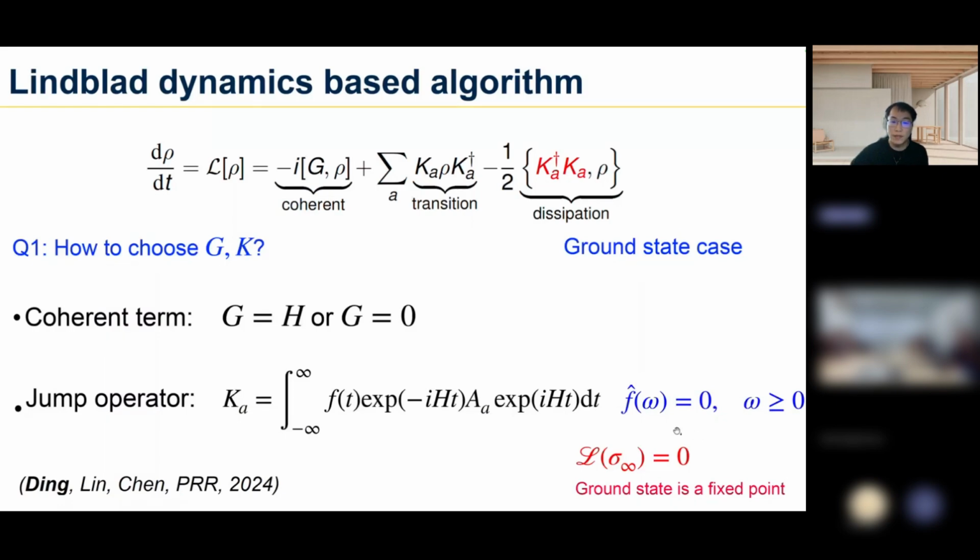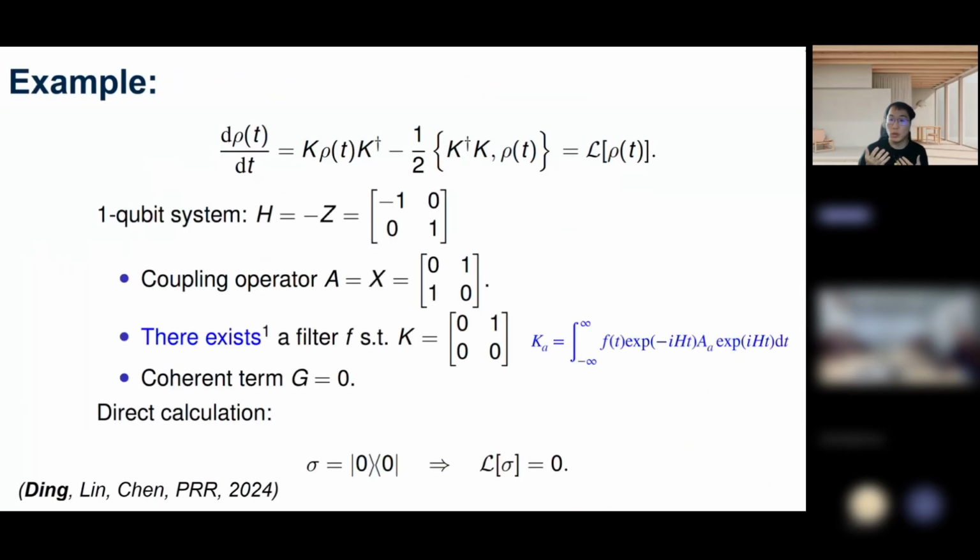So to ensure that the ground state is a fixed point of my Lindblad dynamics, I only need to choose a function f satisfying this condition, and we have a lot of freedom to adjust this function f and also the coupling operator A. There are no restrictions on the coupling operator A. We are free to choose this operator. Here we can first look at a very simple example.